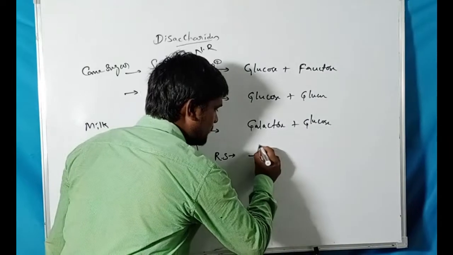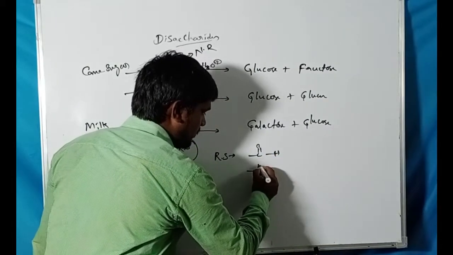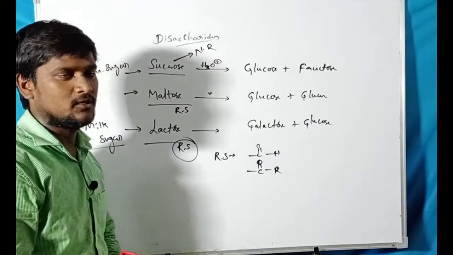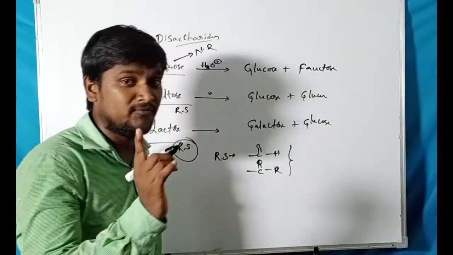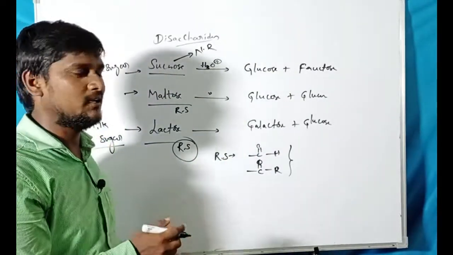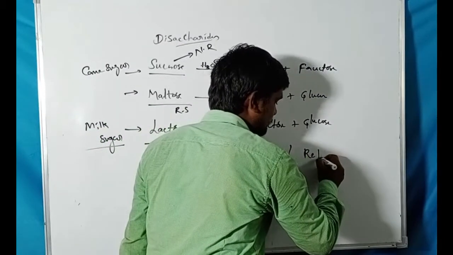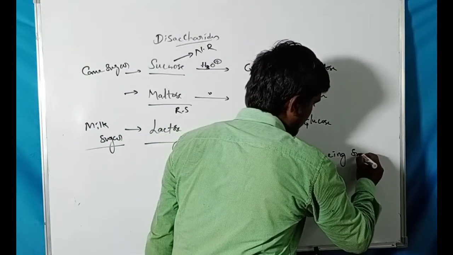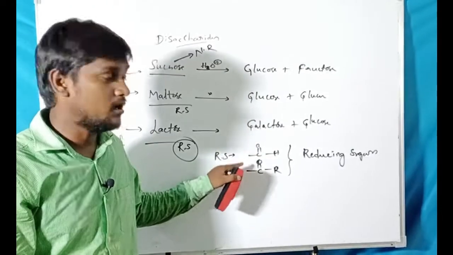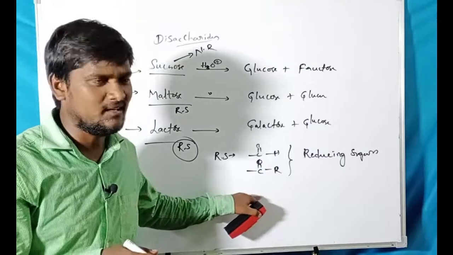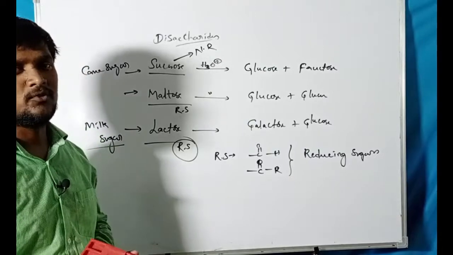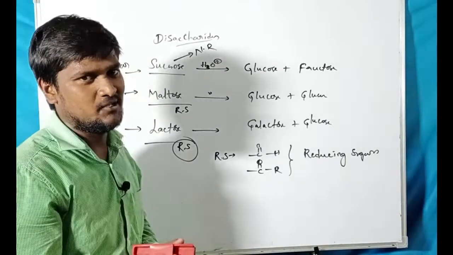The carbonyl compounds are of two types, aldehyde and ketone. If these two groups are present at a free position, free aldehyde or ketone groups in our sugar, then those are called reducing sugars. If a free C=O or C-OH group is present, then it is called a reducing sugar. Sugars in which these are not present are called non-reducing sugars.